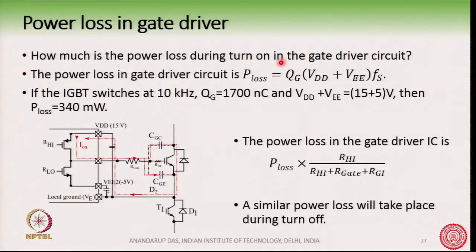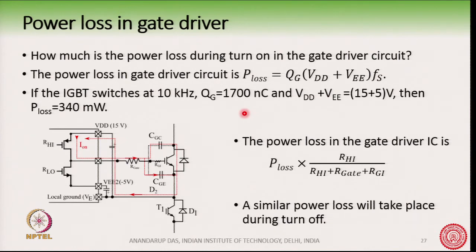For example, during turn on the total loss will be Qg times this voltage through which it is transitioning, during turn on the total voltage getting applied is this much, and this is the total charge which we have taken, times the switching frequency. So, this will give you the total power loss. Okay. So, suppose if this IGBT is switching at 10 kilohertz and Qg is 1700 nanocoulomb and this total voltage is 20 volt, then the total loss happening is 340 milliwatt.